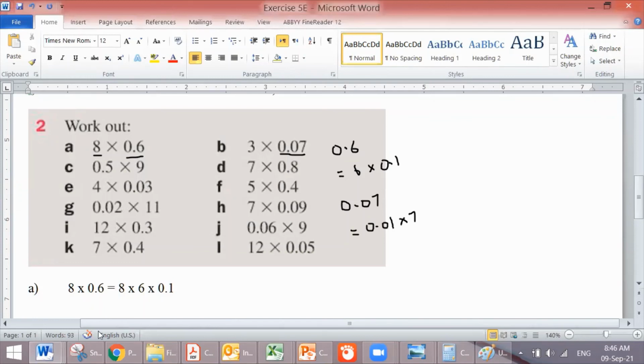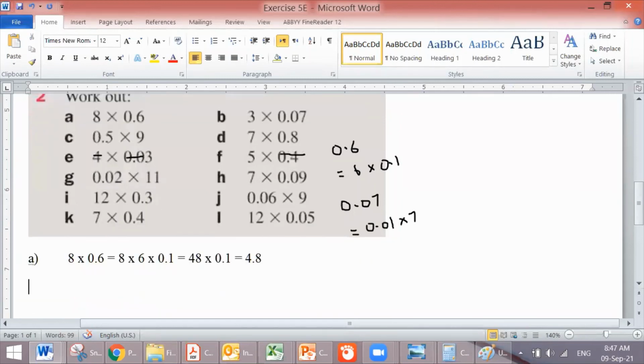So here I have written 0.6 as 6 multiplied by 0.1, and now these two numbers I will multiply. I know its answer, 8 sixes are 48, multiplied by 0.1, and its answer will be 4.8, because my decimal point is here. I'm now going to write the answers directly. Yes, very good, Umar Safan. Answer will be 4.8.